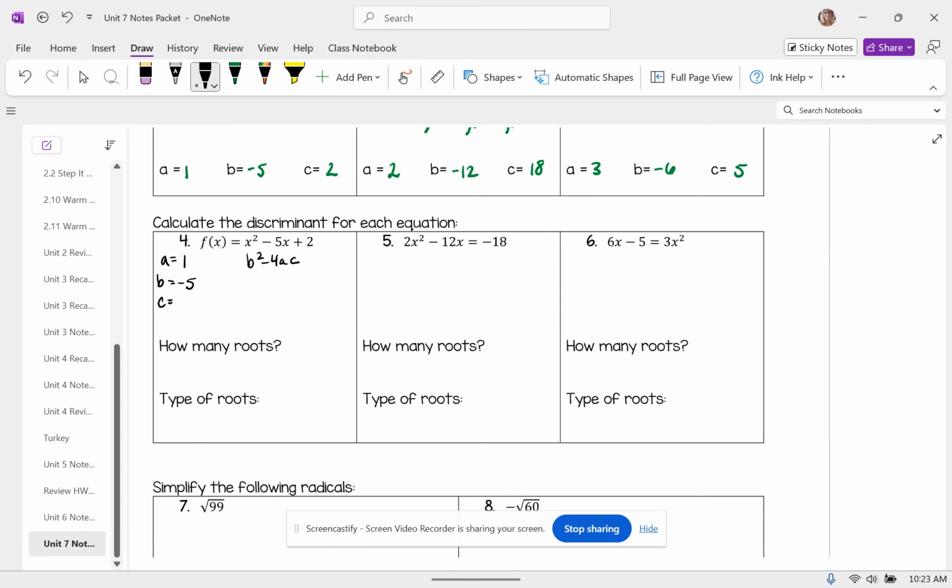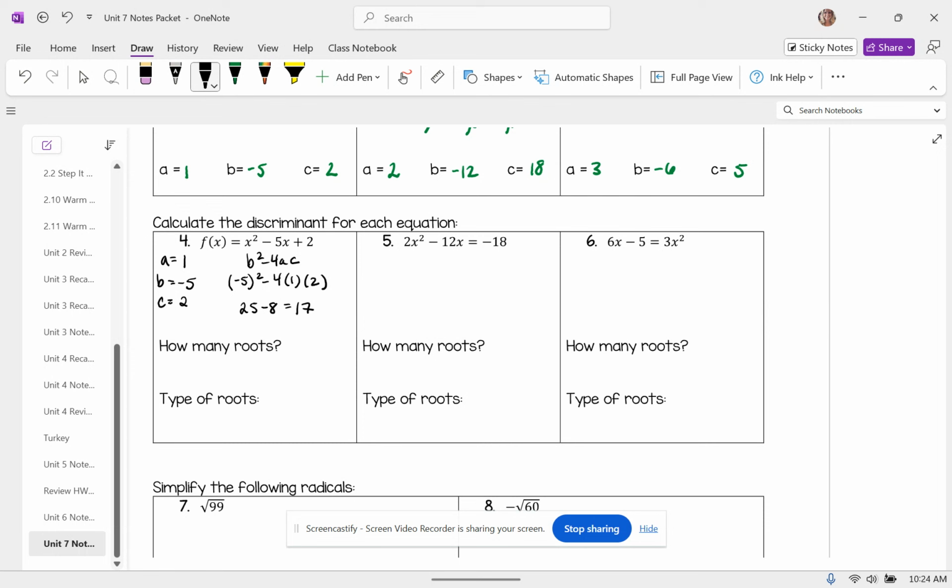-5 is the coefficient of x, which is b, and c is the constant. So let's plug these into the formula for the discriminant and calculate the discriminant. We'd have 25 minus 8, and that's going to give me 27. Okay? Sorry, no, 25 minus 8. That's going to give me 17.